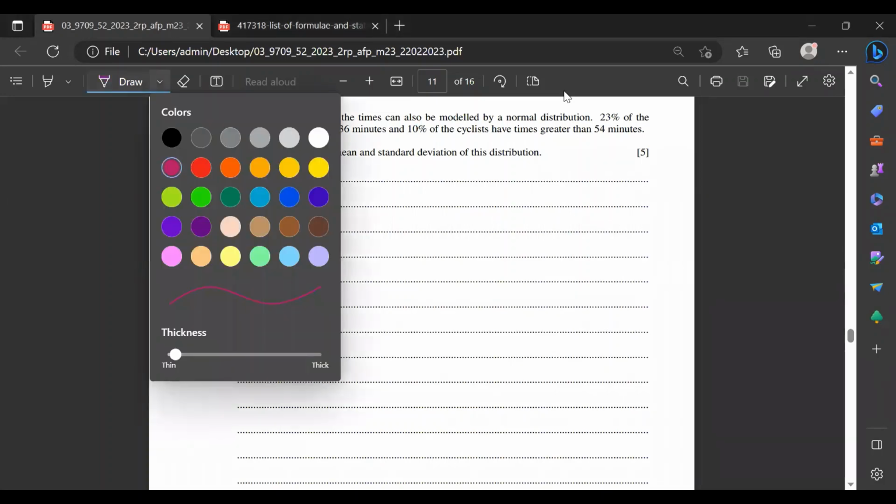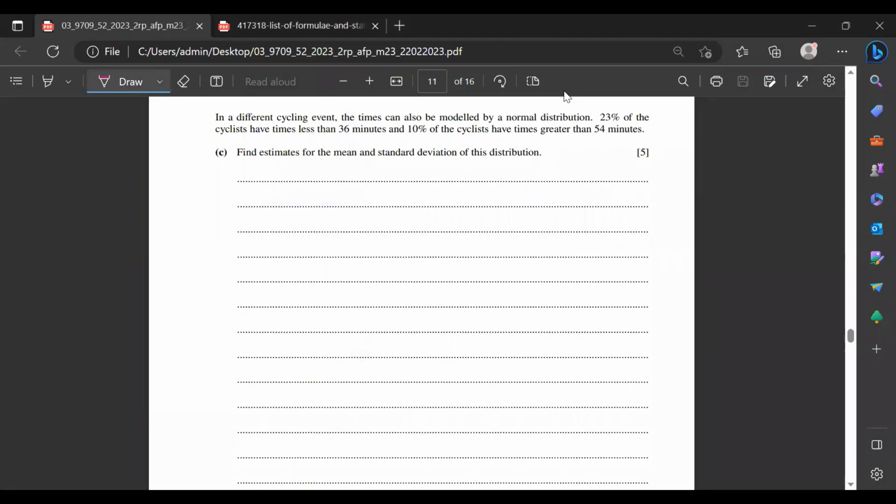Now, for this question, the information given is that 23% of the cyclists have times less than 36 minutes. The probability of x less than 36 minutes is 0.23, and 10% of the cyclists have times greater than 54 minutes. So probability of x greater than 54 is 0.10. So find the mean and the standard deviation. Mu is question mark and sigma is question mark.